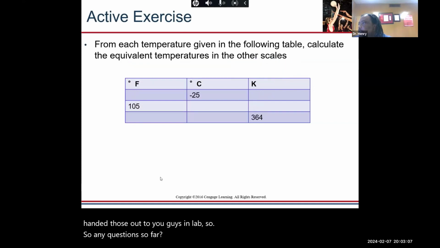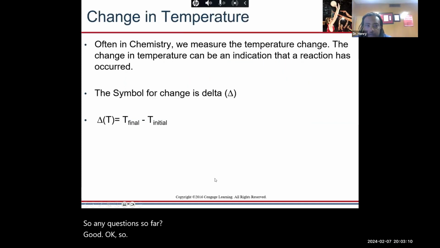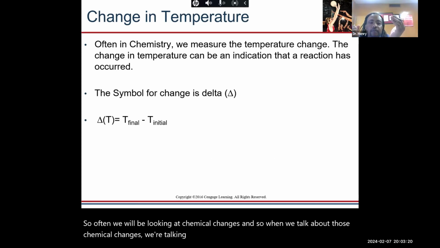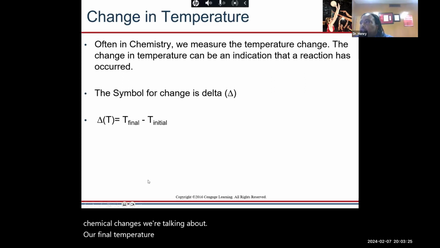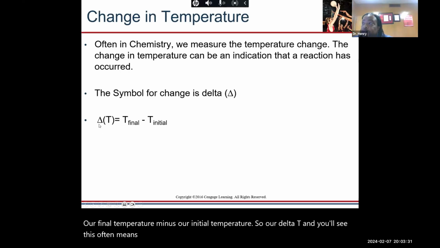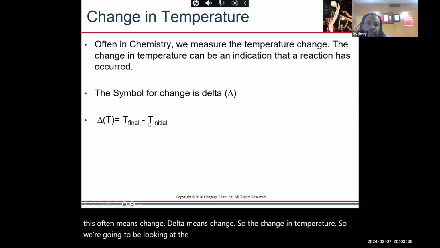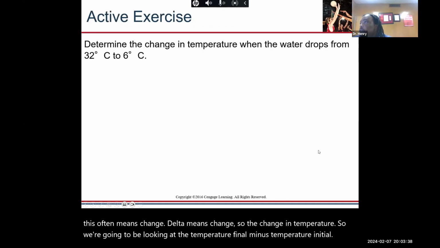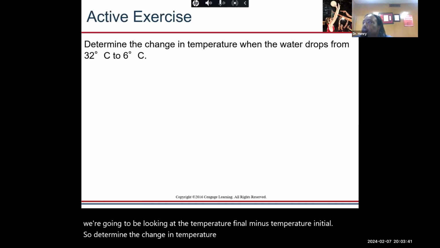Good. Okay, so often we will be looking at chemical changes. When we talk about those chemical changes, we're talking about our final temperature minus our initial temperature. So our delta T, and you'll see this often, means change, the change in temperature. Determine the change in temperature when water drops from 32 degrees Celsius to 6 degrees Celsius.